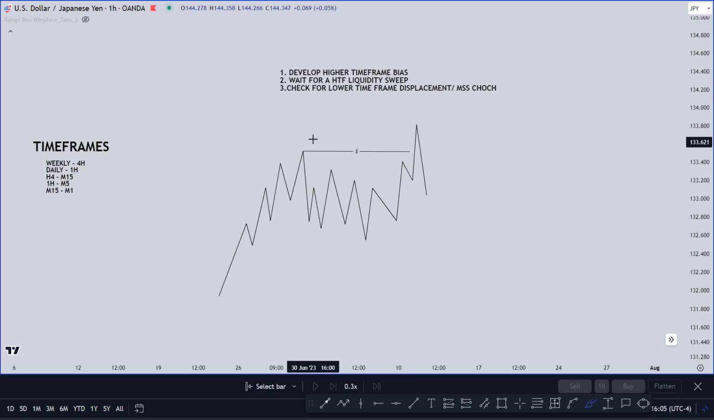And then for number three, we'll scale down to the lower time frames and check for a displacement, a market structure shift. So as you can see here, price purged through these old lows and cleared the internal range low. So this right here is our market structure shift.